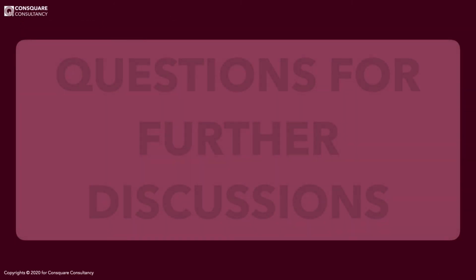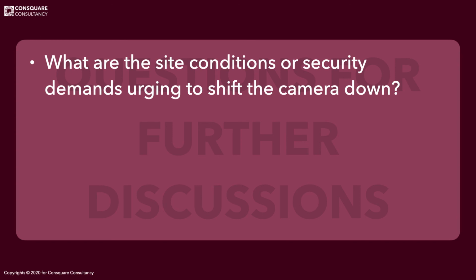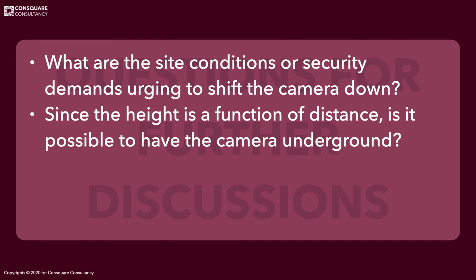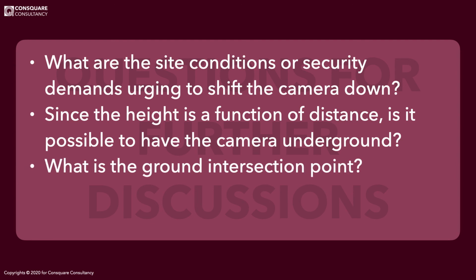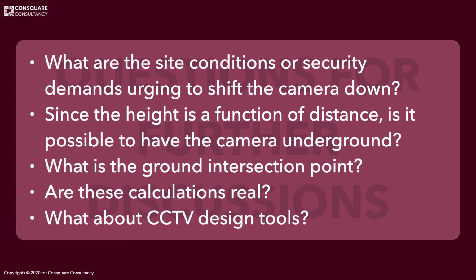The following questions are for your further discussions. It will be delightful to get your answers. What are the site conditions or security demands urging to shift the camera down? Since the height is a function of distance, is it possible to have the camera underground? What is the ground intersection point? Are these calculations real? What about CCTV design tools?